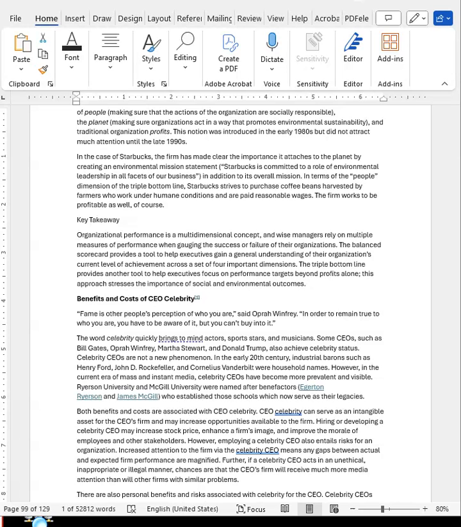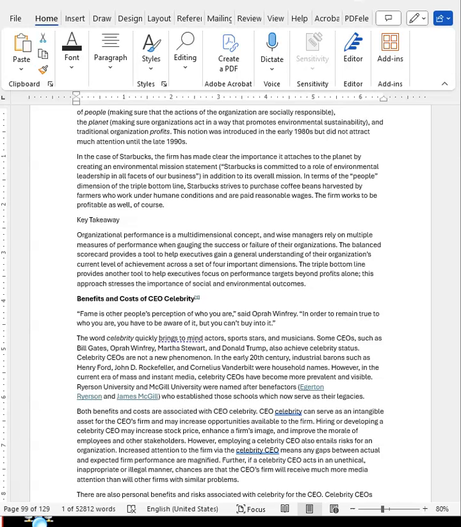Key takeaway. Organizational performance is a multidimensional concept, and wise managers rely on multiple measures of performance when gauging the success or failure of their organizations. The Balanced Scorecard provides a tool to help executives gain a general understanding of their organization's current level of achievement across a set of 4 important dimensions. The Triple Bottom Line provides another tool to help executives focus on performance targets beyond profits alone. This approach stresses the importance of social and environmental outcomes.